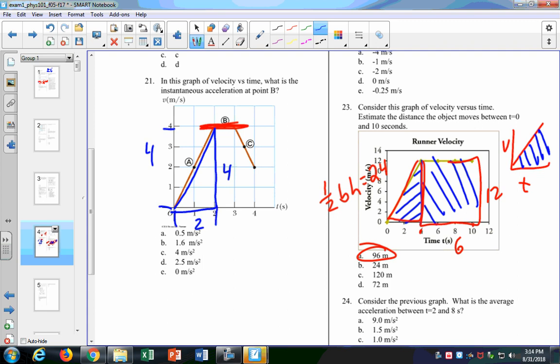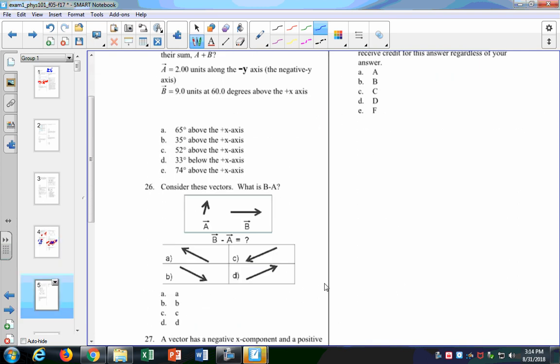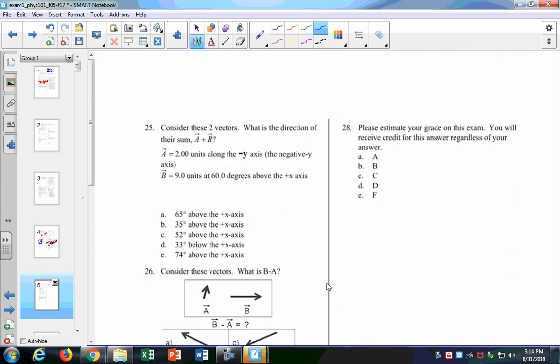All right? All right, let's look at some sort of more standard kinematics. Are there any on here? There should be.